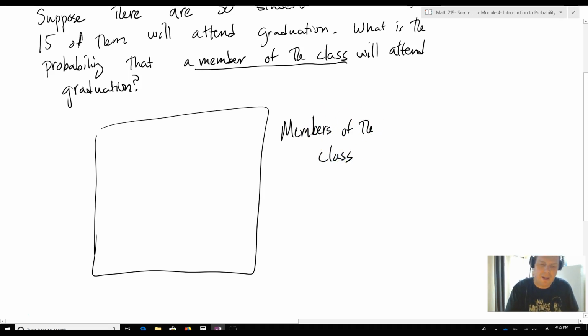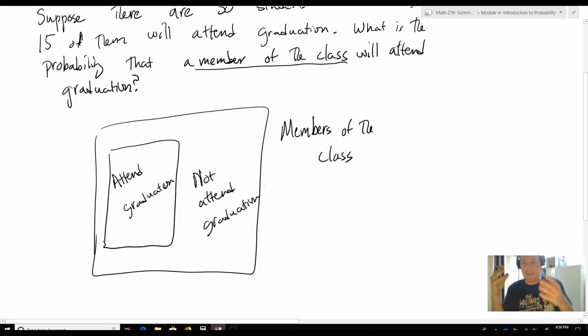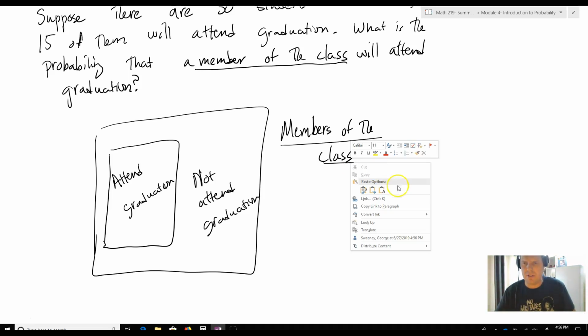Then I'm going to say, well, how many of them will attend graduation? So I'm going to split it up into attend graduation and not attend graduation. And that's how I'm going to think about the problem, okay? My sample space is the members of the class, and the sample space is split up into those who are going to attend graduation and those who are not going to attend graduation.